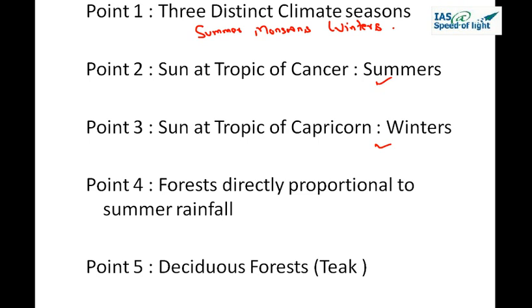And now forests are going to be directly proportional to the summer rainfall. When you have dry winters, you need to have deciduous forests. Deciduous forests are the ones which shed their leaves during the dry season. So that is what we mostly find in the Indian environment, the deciduous forest. And teak is the famous deciduous tree, which is known for its hardwood. So forests are directly proportional to summer rainfall. Wherever you find more rainfall, we are going to find more forest.